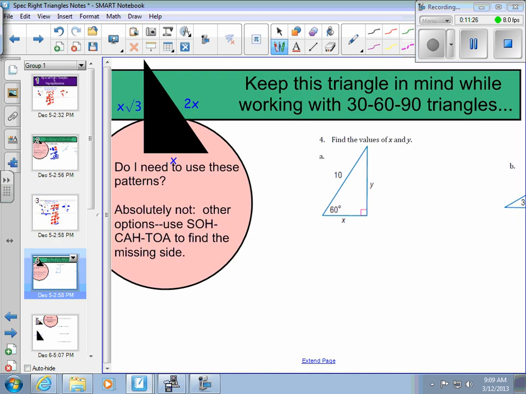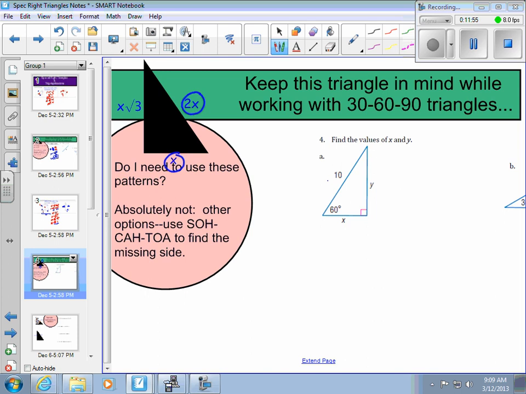Let's try it on a problem here. So on number 4, they want us to find two missing sides. So what's the value of x and what's the value of y? Well, using our 30, 60, 90 pattern, the short side is always going to be half as much as the hypotenuse. You can see if the shorter leg is x, the hypotenuse is twice as long.